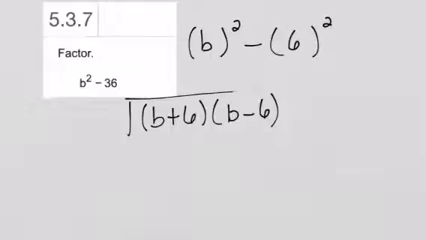And again, if you wanted to check your answer, you could always FOIL those together, and they would get you back to b squared minus 36. All right, let's look at one more.